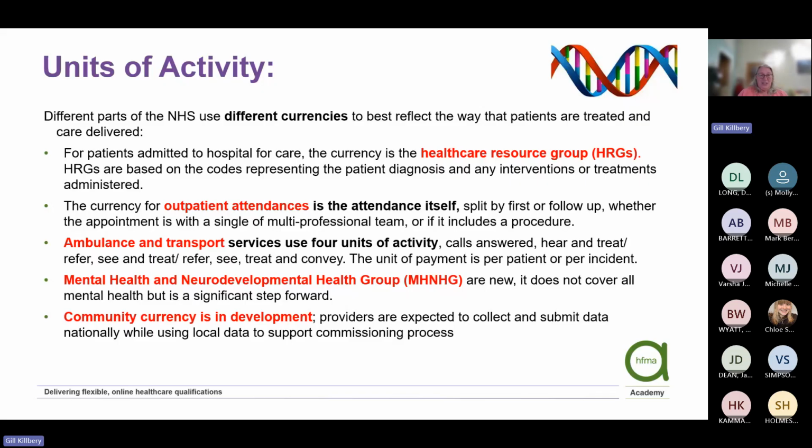There's new HRGs being looked at now, which relate to mental health and neurodevelopment. Some of those are in use. They're still being monitored and looked at and developed. They don't cover all mental health, but they cover more than they used to. And the community currency is in development. So lots of activity data and costs are being submitted regularly to national databases to help make sure we can gather a community currency that is usable. But it's early days on that one.